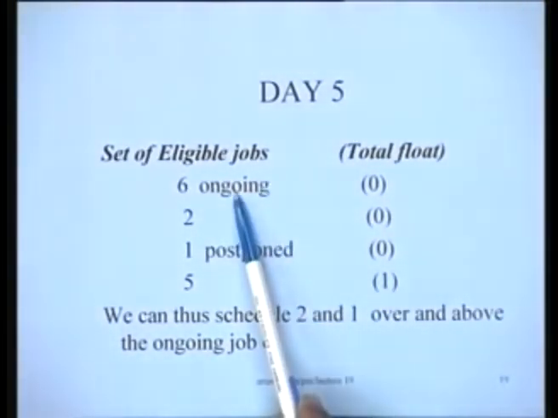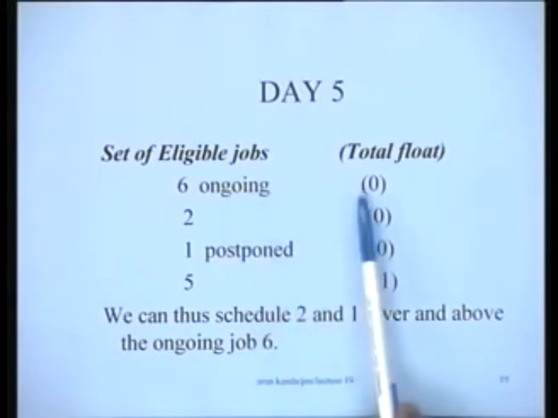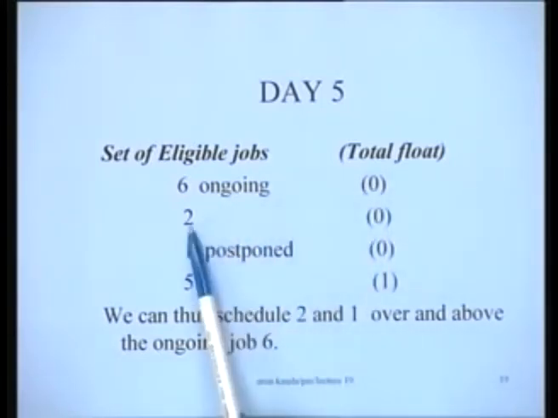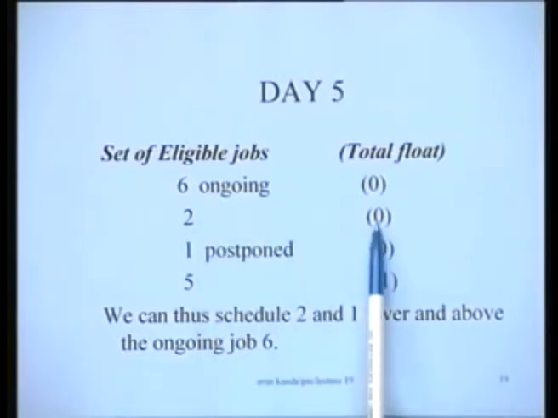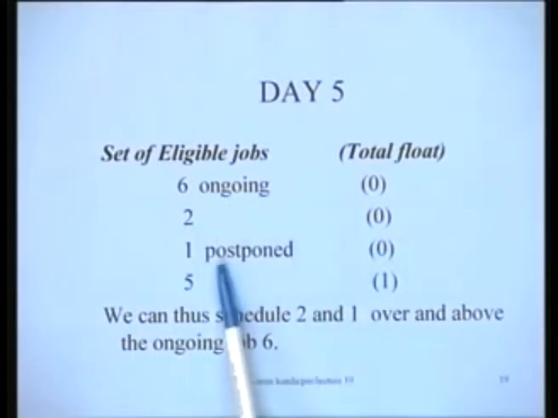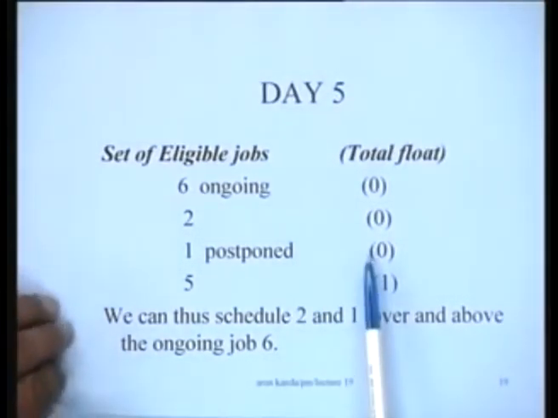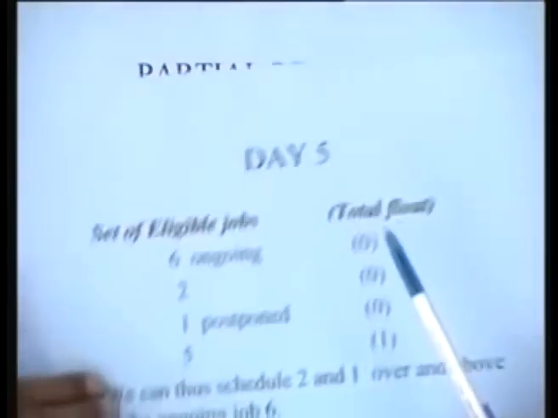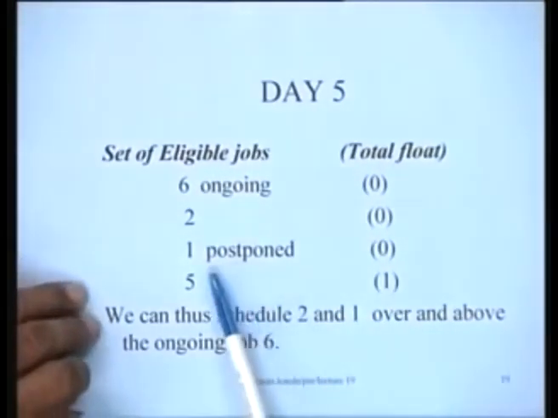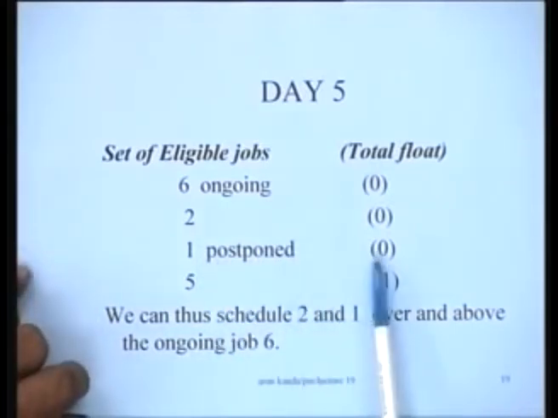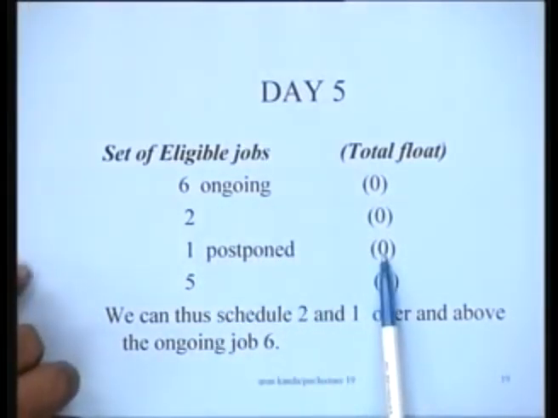6 is currently ongoing, it's a critical job. 2 is a critical job, so we place it here, and 1 is a postponed job. I mean, earlier it had a float of 3, but now if 1 is kept the way it is, then it is postponed to day 5. Since 1 is the earlier postponed job, it will become a critical job at this stage, and 5 has a float of only 1 at this stage.